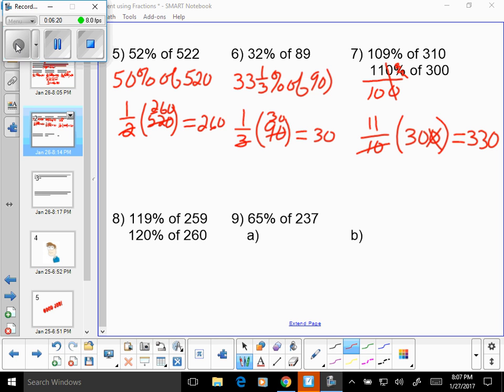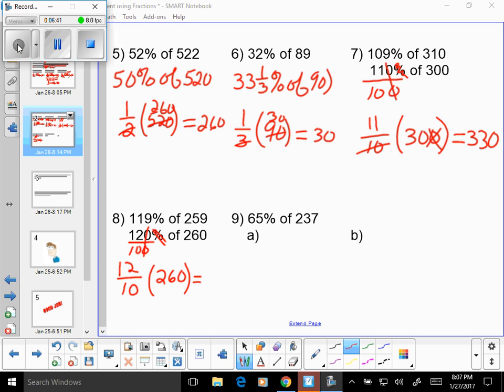Students will sometimes ask too, well, what if I decide to keep it as 310? You certainly may. And in that case, you're just going to have a slightly different answer. You're going to take 11 times 31, which would be 341. Now, you try number 8.